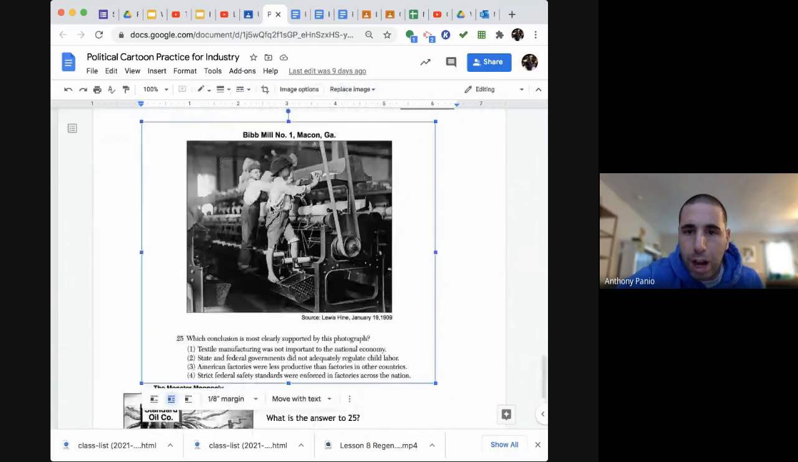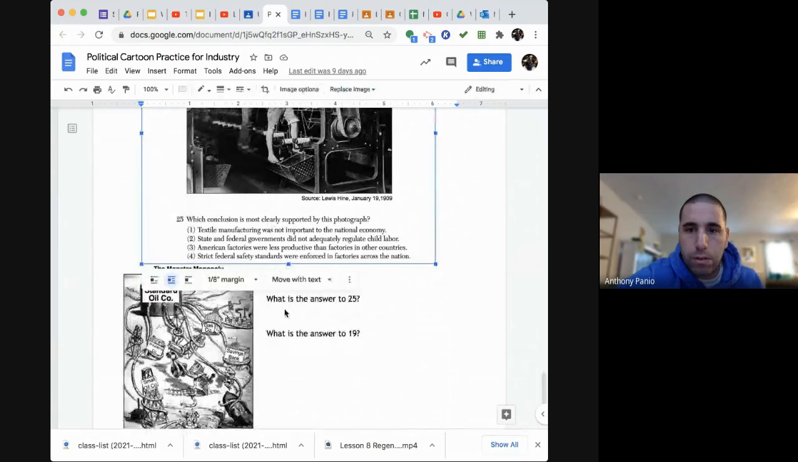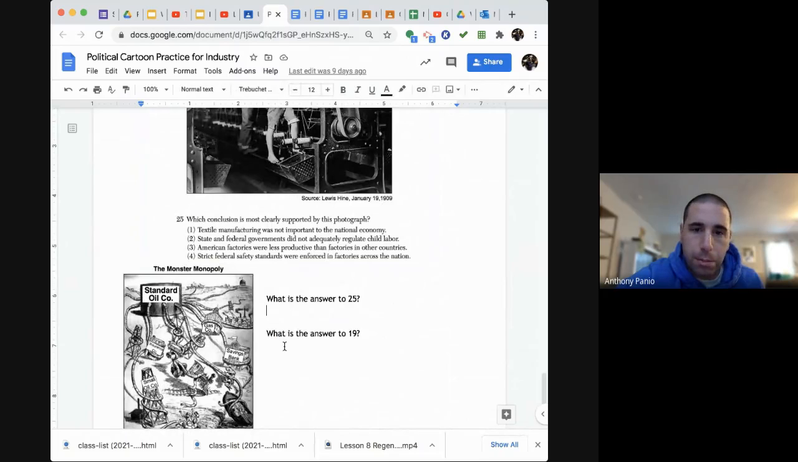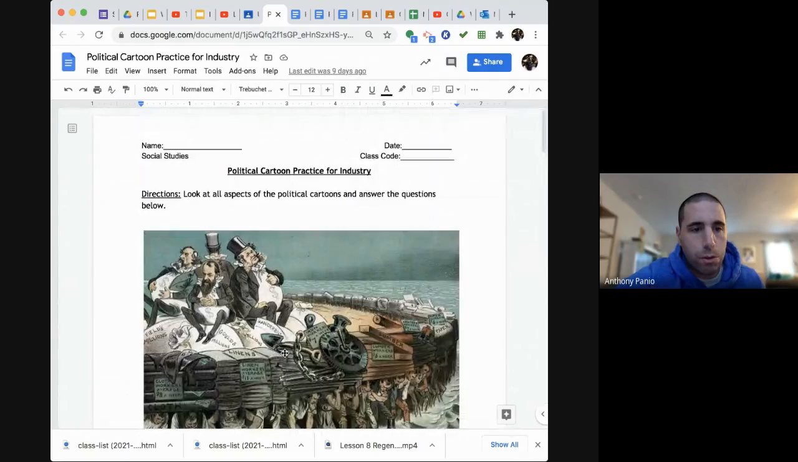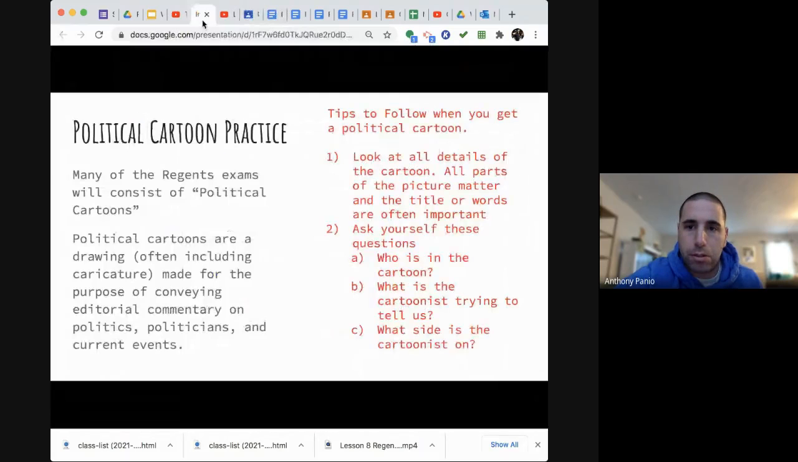You will not be able to highlight because it's a picture. So you're just going to write the answers for number 25 and number 19 here. All right. So you will do this in a second. First off, I want to say a couple things about political cartoons. You don't need to write this down. This is just a little bit of help for you.